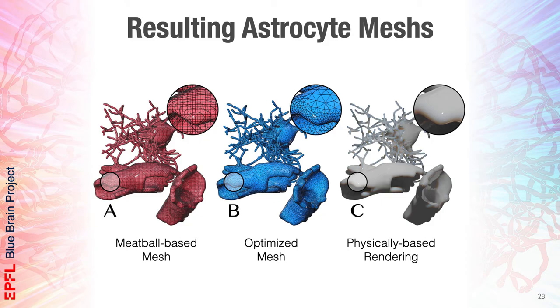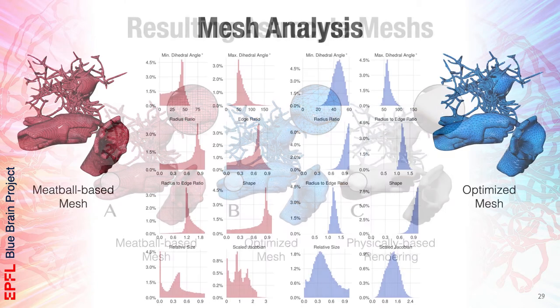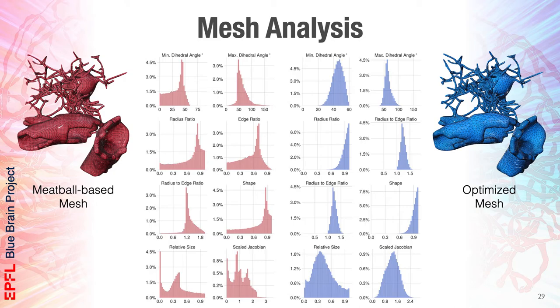So we then use some optimization code that is written in C++ to adaptively optimize the mesh and reduce its tessellation, improve its topology, and ensure that the mesh is watertight. And this is a physically based rendering in Blender using Cycles, just to demonstrate how the final mesh would look like.